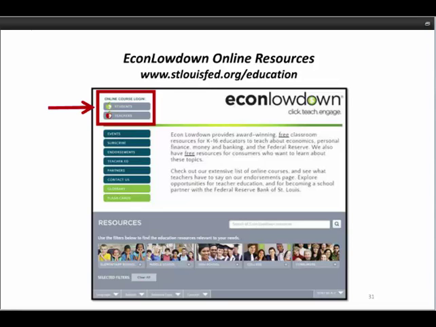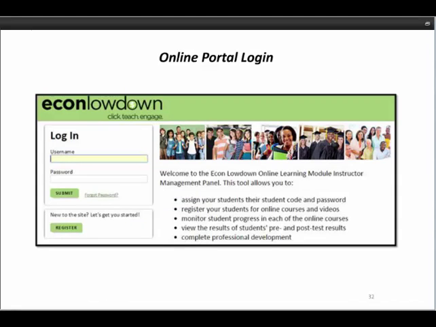There are two buttons there, one for teachers and one for students. When you click the teacher button, you'll see what comes up on the next screen. And this page allows you to log in to our instructor management panel, and the instructor management panel is the portal which you use to manage your classroom. If you don't have an account, you can click the button at the lower left there for register. We'll assume you have an account. You type in your username, your password, and when you click submit, you see what's happening on the next screen.